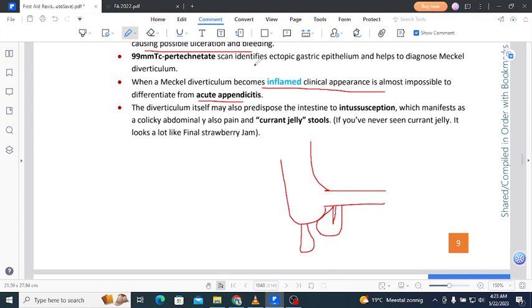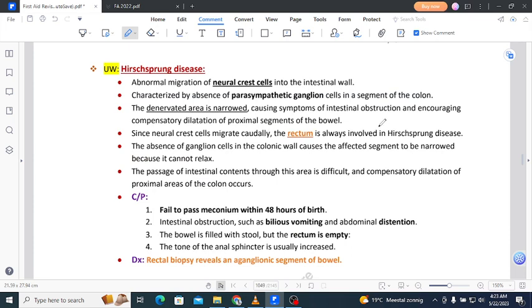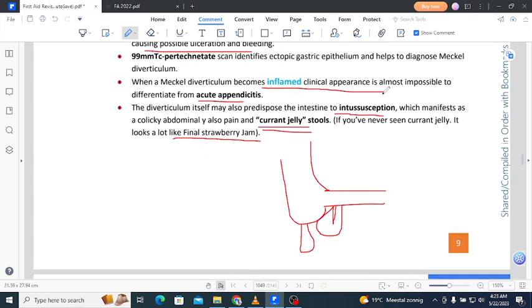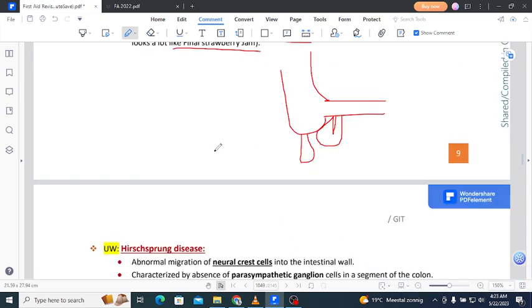to the acute appendicitis. The diverticulum may itself also predispose to intestinal intussusception, which manifests as colicky abdominal pain and currant jelly stool, because there is bleeding inside, and that bleeding will enter the stool, and then the stool will look like currant jelly. If you've never seen currant jelly, it looks like a fine strawberry jam. We'll see this buzzword quite a few times in the Step 1 studies in this book. So currant jelly looks like strawberry jam.